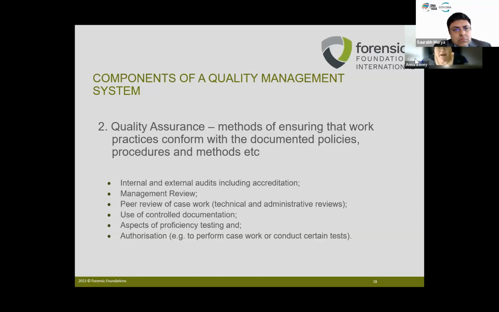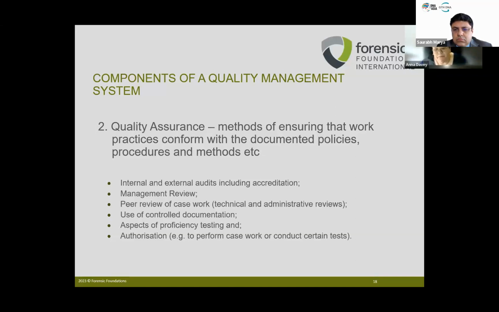A management review. A management review is from the top. It is the management of the organization, reviewing what is actually occurring in the organization. So they may review all sorts of data, and how often you do it is up to the organization, but it means that management is getting into the nitty-gritty to actually see what's going on. Peer review of casework. So looking at both the technical and the administrative reviews of the work that's being undertaken.